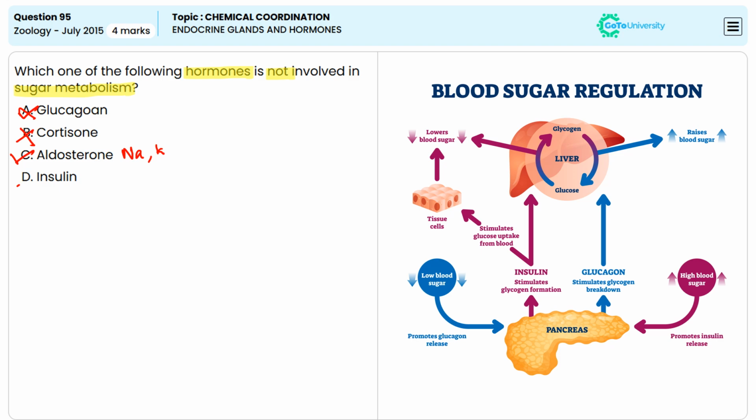Whereas coming to option D, insulin. Insulin hormone plays a central role in lowering the blood sugar level by facilitating the uptake of glucose into the cells for energy and storage. So that means option D is also incorrect. The answer is option C.